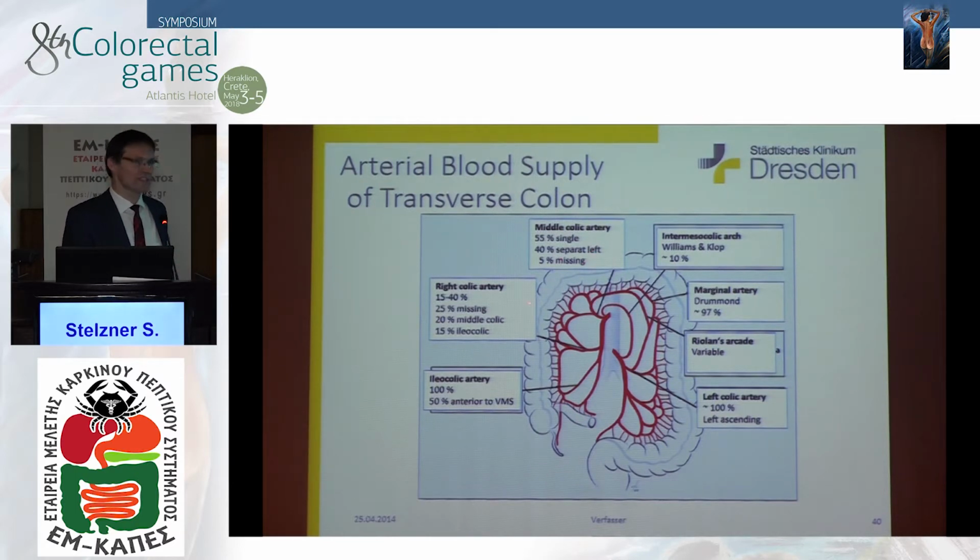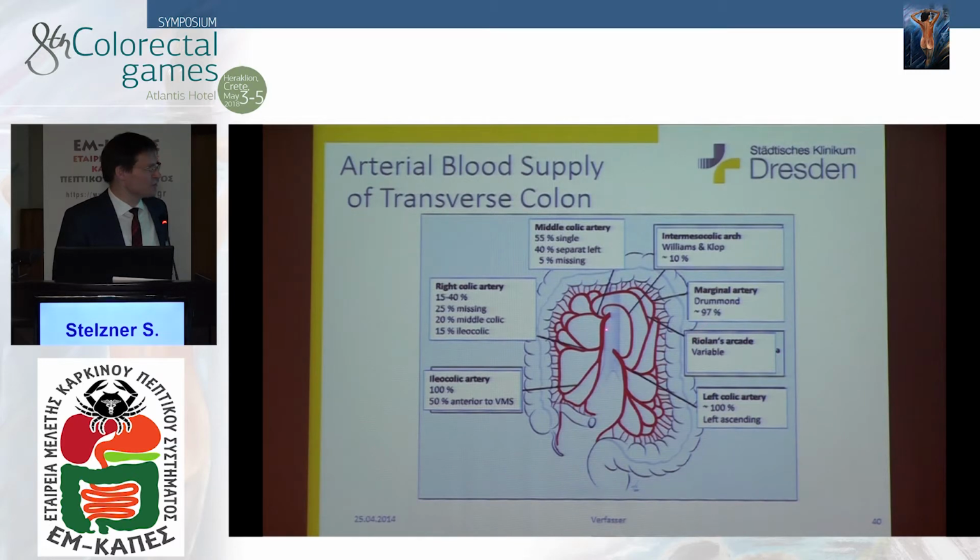It is almost always there, but in about half of the cases there is more than one vessel supplying this area, and we have to give attention to it. Sometimes a branch runs with the inferior mesenteric vein, and if we operate on the left side of the colon, we have to make sure that blood supply is still sufficient when we cut this accessory artery.